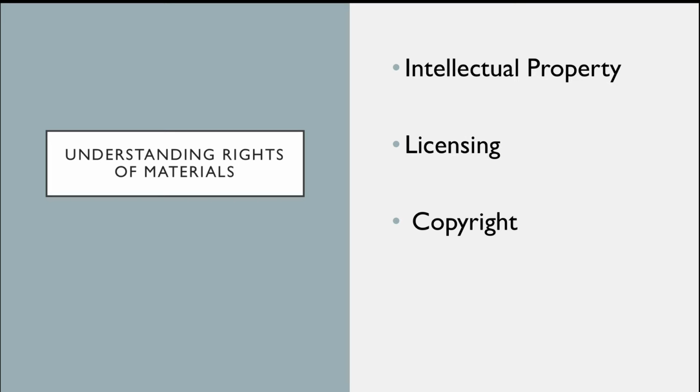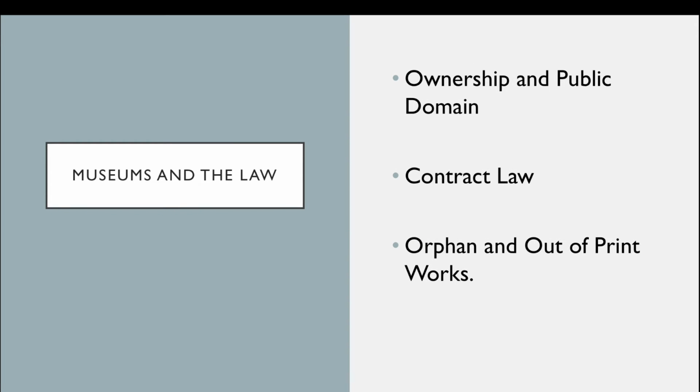And then the last one is copyright, and copyright is the exclusive legal rights given to the creator or owner of a work, allowing for the printing and publishing of the work, and also the authorization for others to do the same. After defining terms, we can get into the issue of rights of materials, and we're going to be looking at museums through a pretty critical lens in this situation.